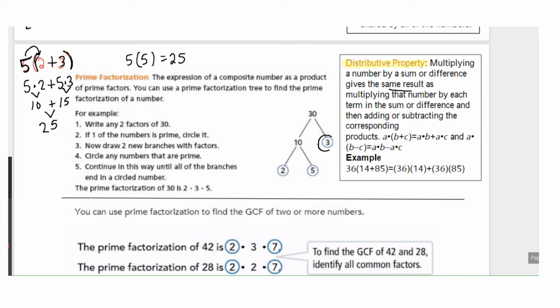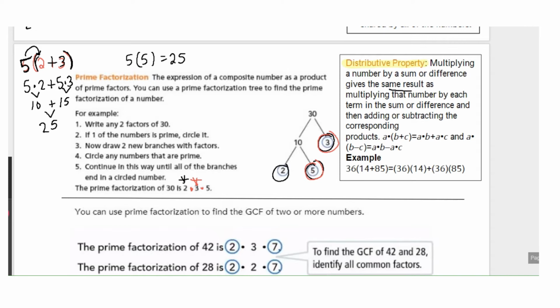3 is prime, so you circle it. And then you want to draw 2 branches to make up the other factors of your composite number. So we have 2 and 5. And because 2 and 5 are prime numbers, you circle them. And then you have the prime factorization. You always write the prime factorization from least to greatest. The lowest number, remember the 1 is there, but you don't have to write it. The lowest prime number is a 2, so that's why you write the 2 first. The next lowest prime number is a 3, so you put 2 times 3. And then the last prime number is a 5, so you put times 5.